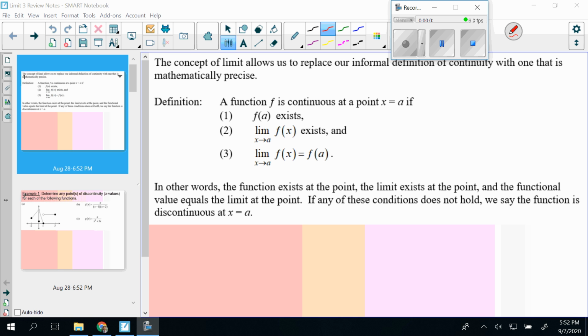Okay, for something to be continuous, we need to know three things. One, that the function exists at that point, that the limit exists as you approach that point, and then to make it continuous, both the limit and the function at that value need to be equal or the same. So in other words, the function exists at a point, the limit exists at the point, and the functional value equals the limit. If these are not true, then we know that it is discontinuous at x equals a.